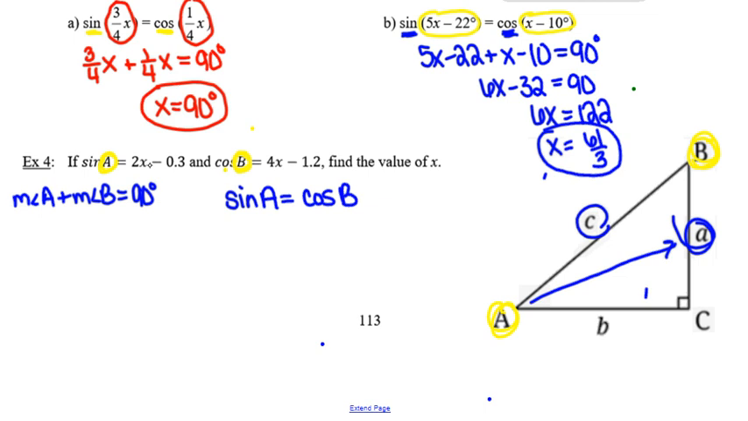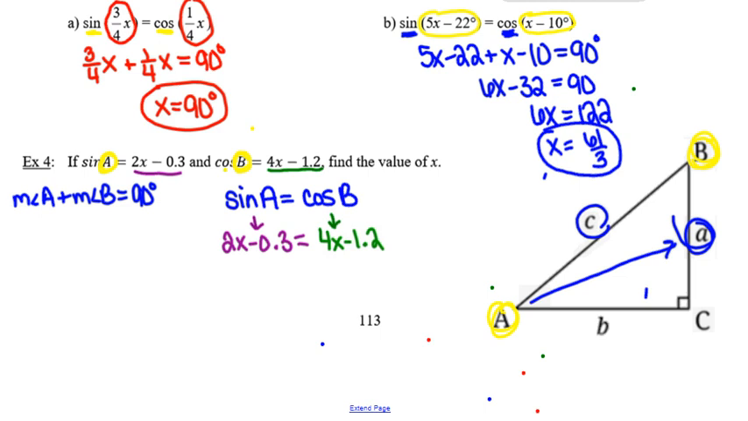But now, using a little bit of substitution, the sine of angle A has a value that's 2x minus 3/10. So into my equation, I'm going to replace sine of angle A with 2x minus 3/10. The cosine of angle B has a value of 4x minus 1 2/10. So I'll replace cosine of angle B with 4x minus 1 2/10. And now I've got an equation here that will allow me to solve for x.